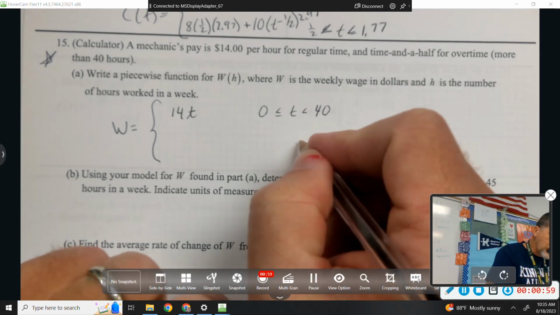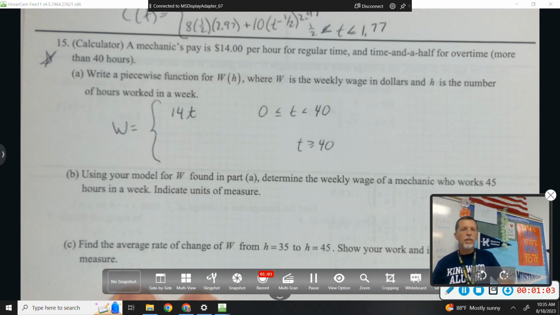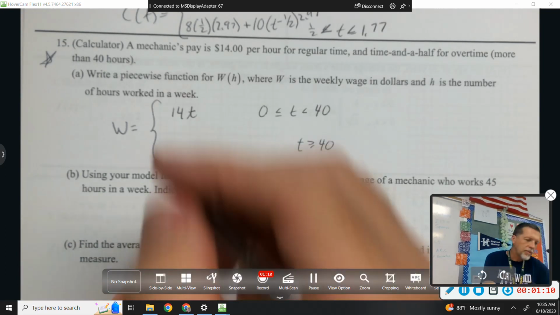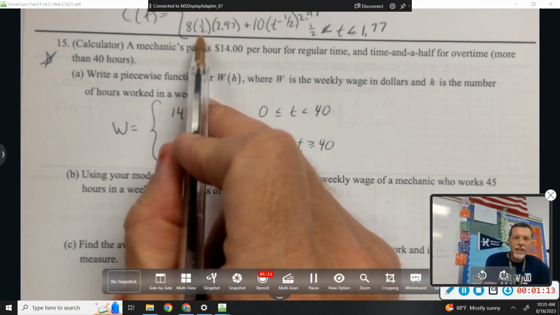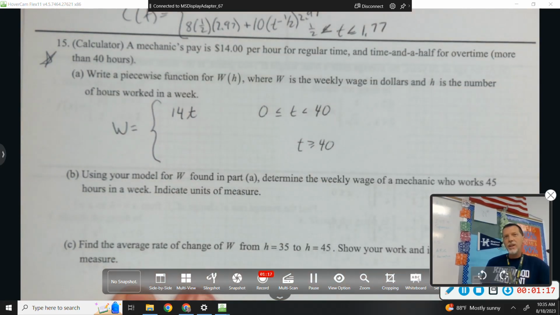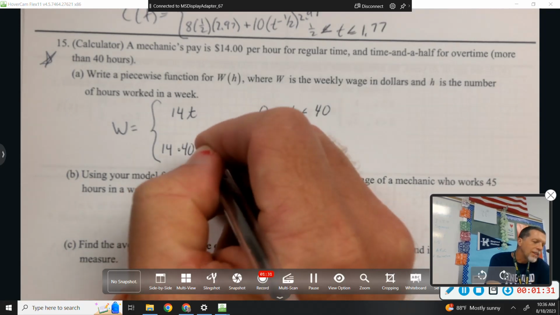Now, it's more than 40 where things get a little interesting. Let's figure out what he's already made, sort of like what was already in the gas can. So once we hit 40, how much money has he already made? You don't have to give me the answer, you can just tell me how to find it. How much money has he made at the end of 40 hours? 14 times 40. So he's starting with 14 times 40, and then he's going to add on to that.